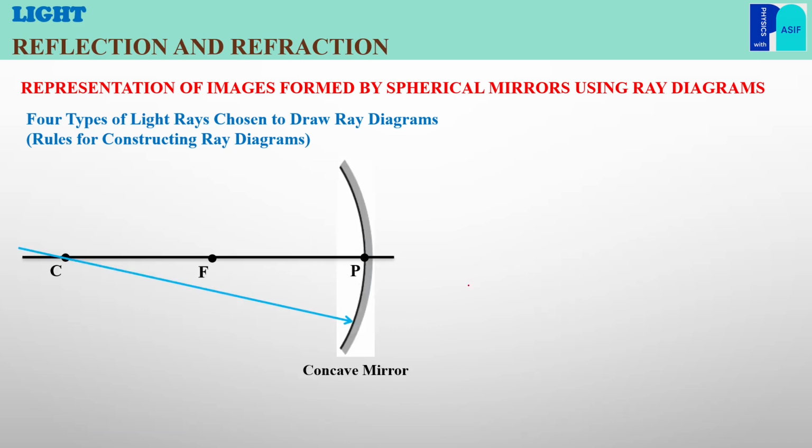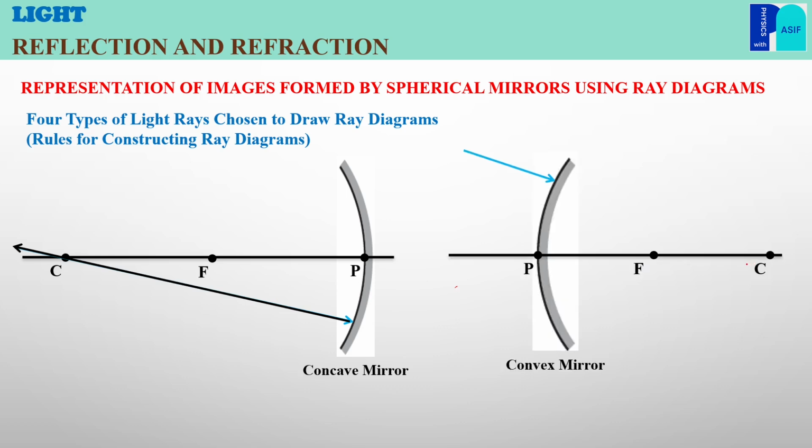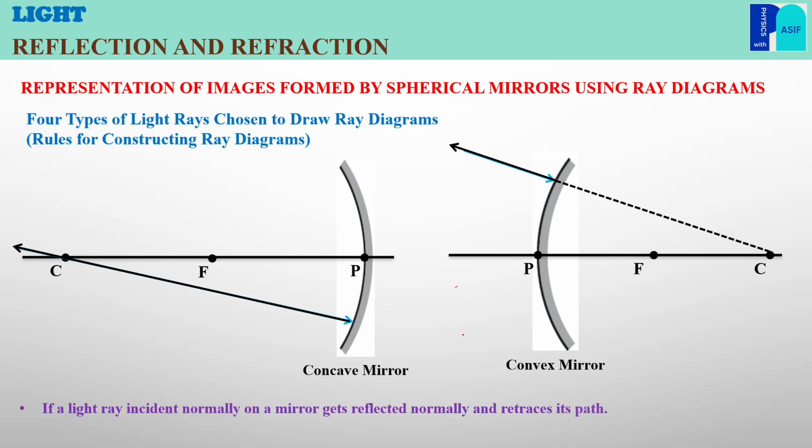Next rule: if a light ray is passing through the center of curvature and is incident on the reflecting surface of a concave mirror, then after reflection it goes back in the same path. That means it retraces its path. The reason is the light ray is incident normally on the surface if it passes through the center of curvature initially. If a light ray appears to pass through the center of curvature of a convex mirror, then after reflection it retraces its path. So we can conclude that if a light ray is incident normally on a mirror, it gets reflected normally and retraces its path.